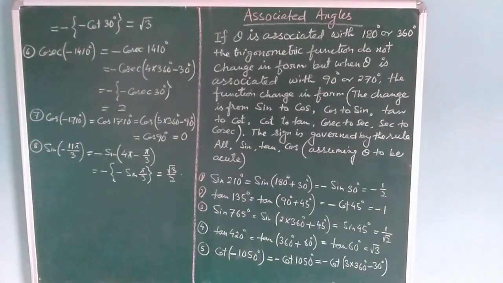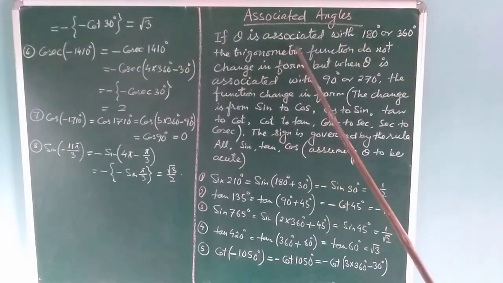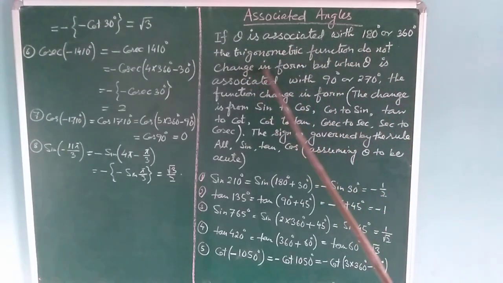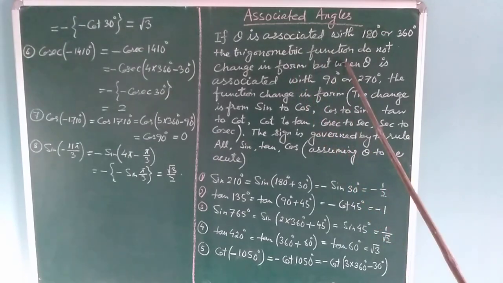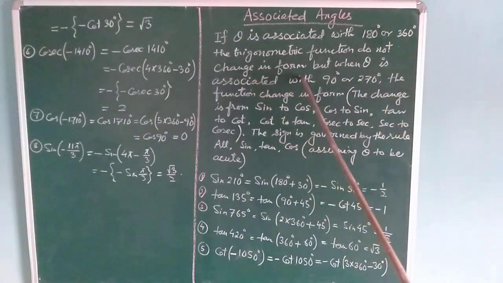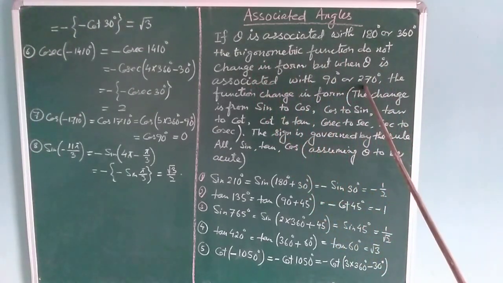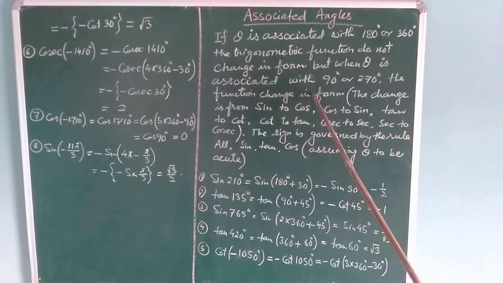So we discuss associated angles. That means you can find the value of any angle. Here we follow one rule: if theta is associated with 180 degree or 360 degree, the trigonometric functions do not change in form. But when theta is associated with 90 degree or 270 degree, the function changes in form.